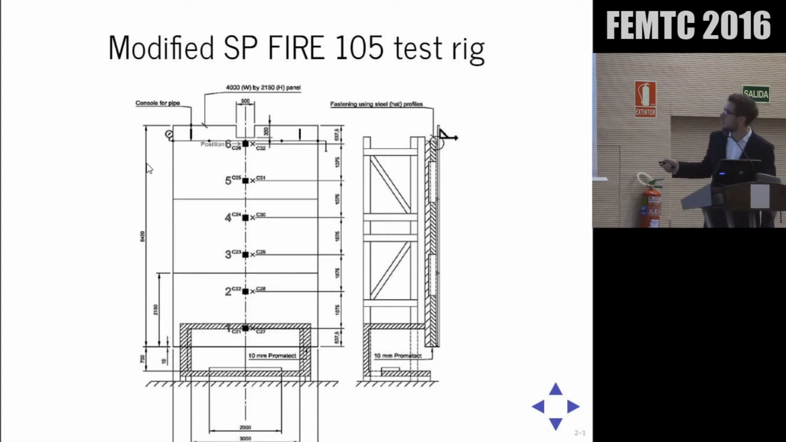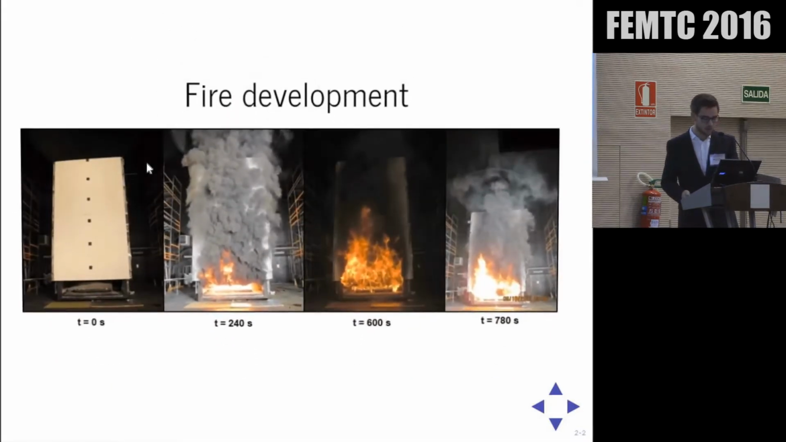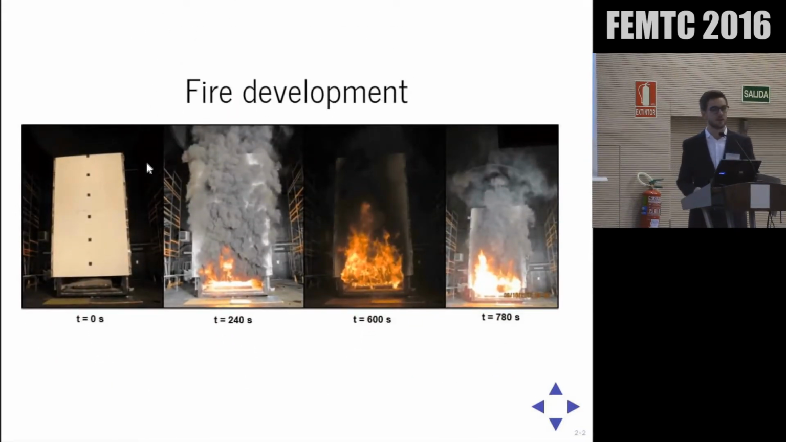So in the fire room, 2 trays were filled with 60 liters of heptane, which corresponded to a fire of around 3.1 megawatts, estimated by a large calorimeter that was fitted above the test rig. And here are some real pictures of the fire development. To the far left, you see the test rig before the start. Looks pretty. And then it's the fire development after 240 seconds, 600 seconds, and 780 seconds. Just to give you a feel of the magnitude of the fire here.